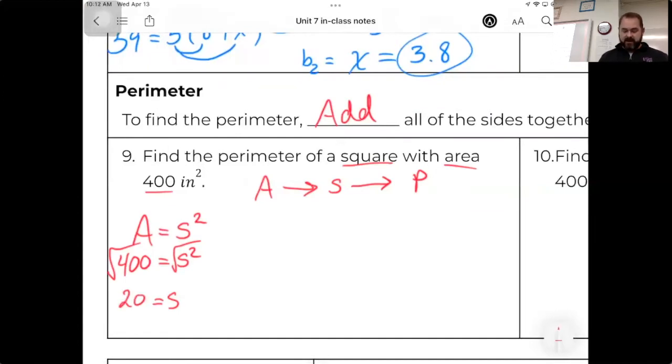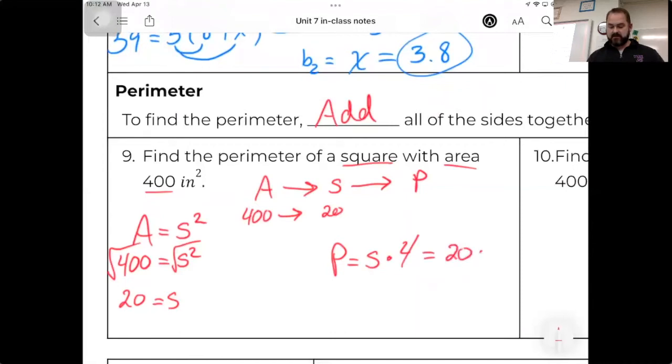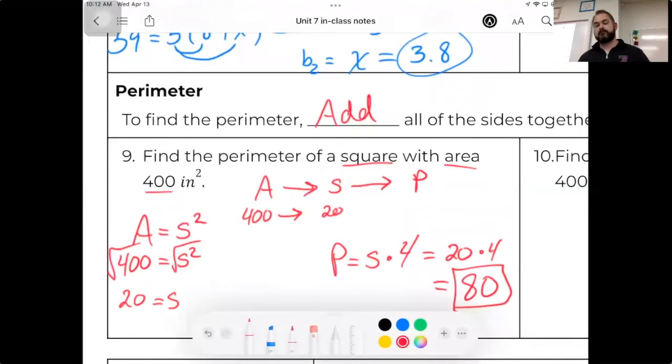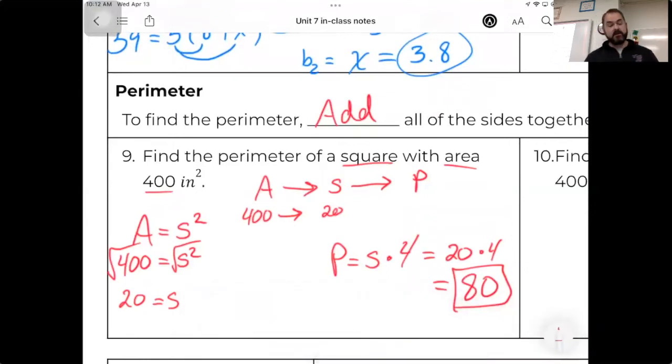Okay, so my area was 400. That led me to figure out that my side length was 20. And if a square has 4 sides, remember they're all the same length, they're all S's, my perimeter is that side length times the number of sides there are, that'd be 4. So I'm going to do 20 times 4, which is 80. So the perimeter is 80 when this area of a square is 400.